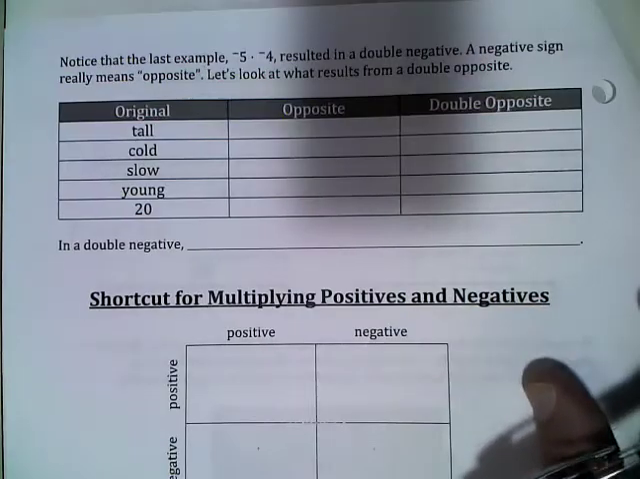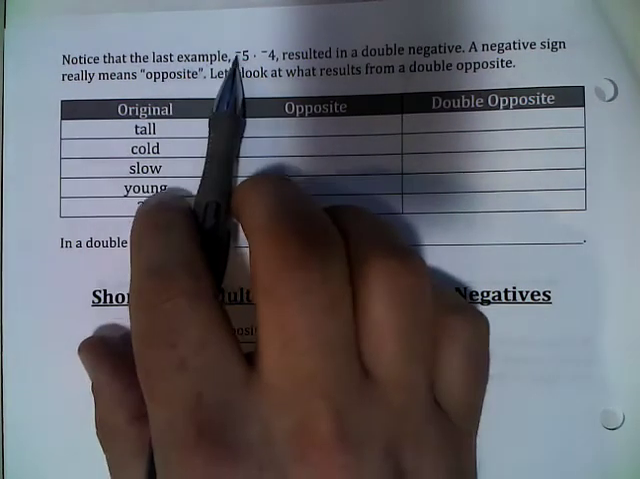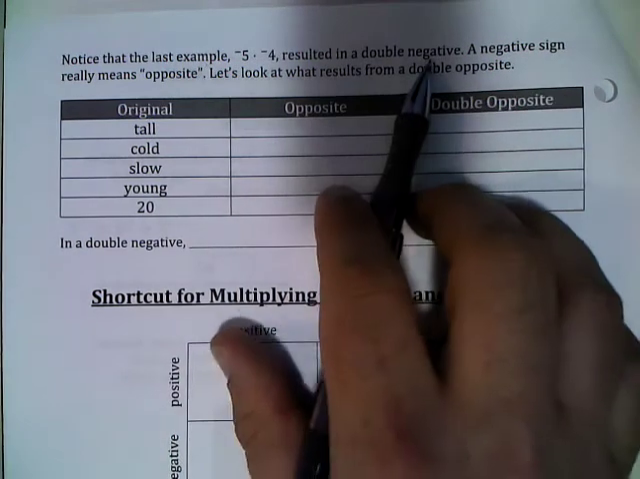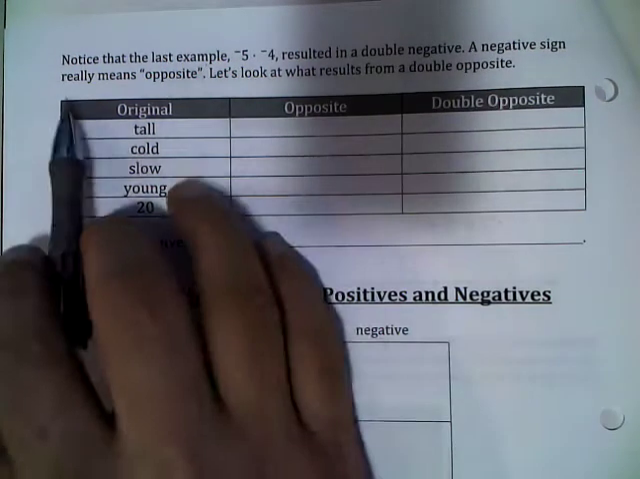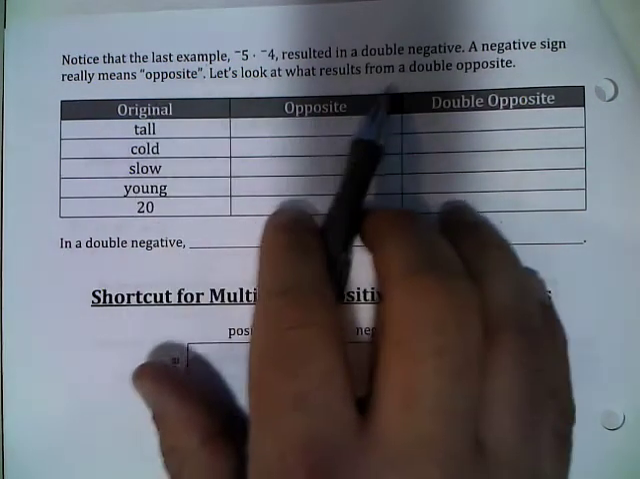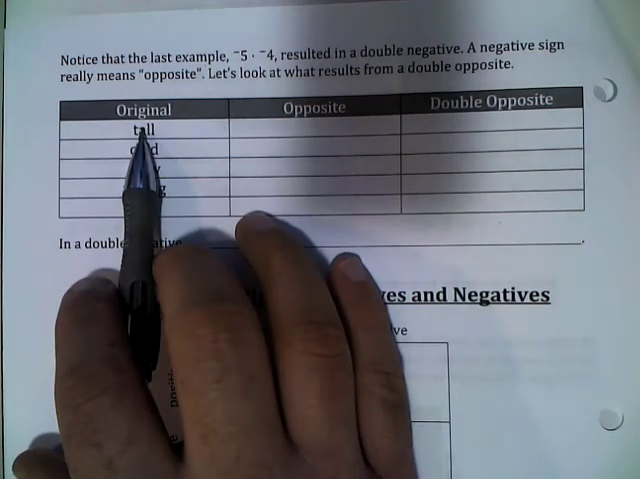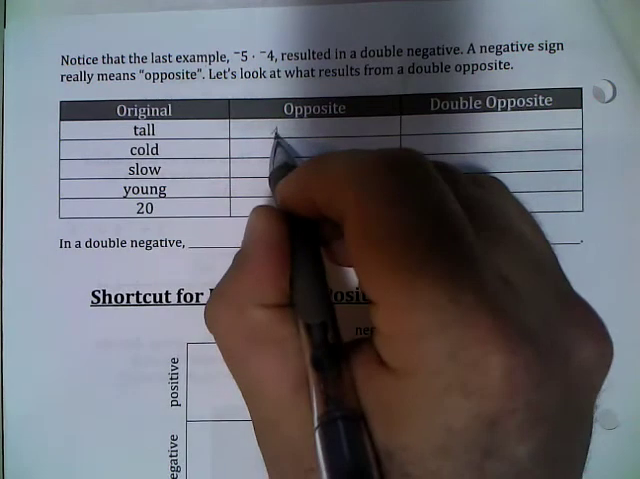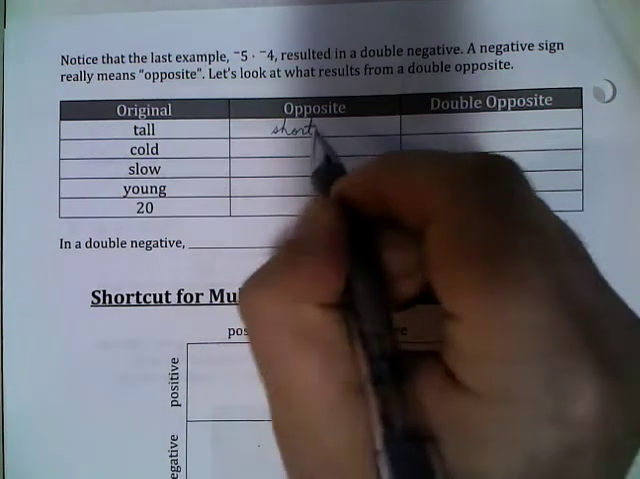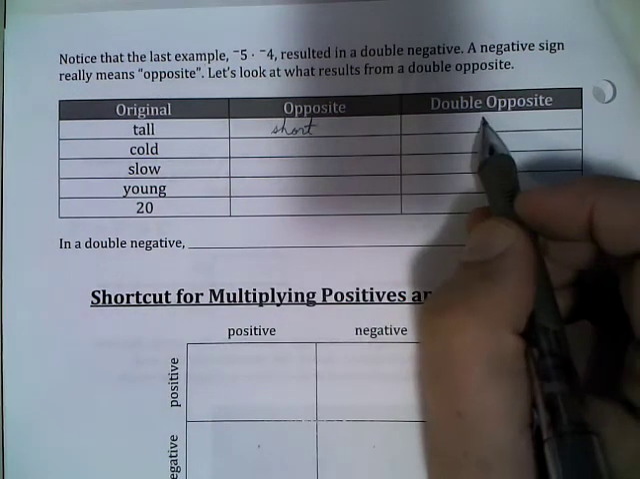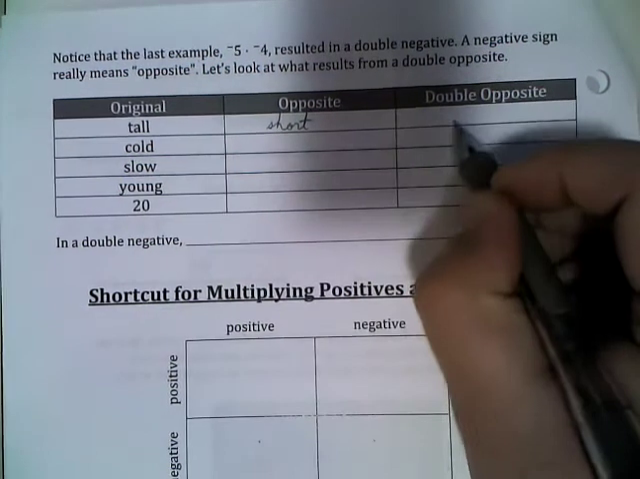So, notice that the last example, negative 5 times negative 4, resulted in a double negative. A negative sign really means opposite. So let's look at what results from a double opposite. If I asked you what's the opposite of tall, hopefully you would say short. So then the double opposite would mean I take the opposite of that again. Well, it would be back to tall.